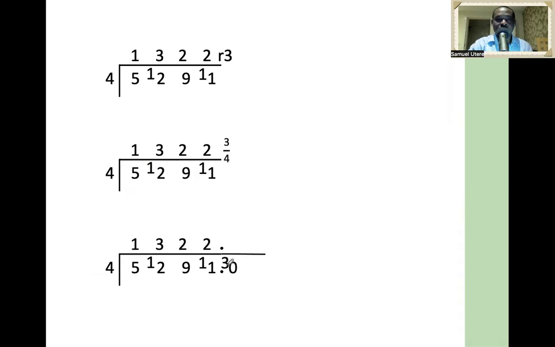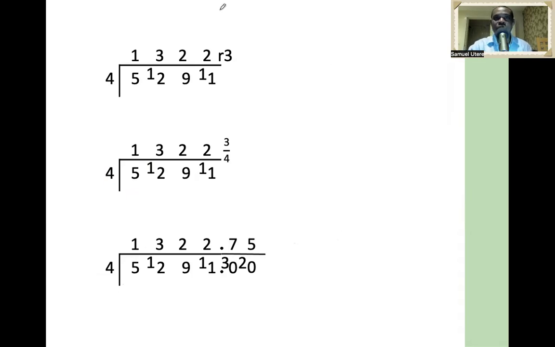So 30 divided by 4 is 7, because 7 times 4 is 28. Yeah, 7 times 4 is 28. So our remainder will be 2. So we put a 0 because we need to carry the 2 and write the 2 in front of the 0. Okay. Now 20 divided by 4 is 5. And that's our answer.